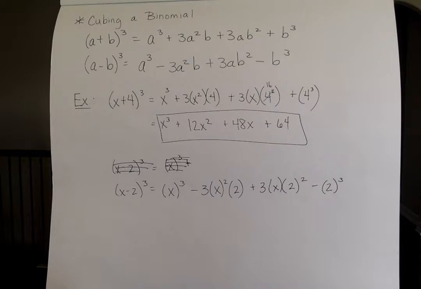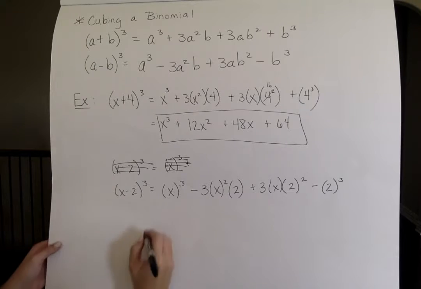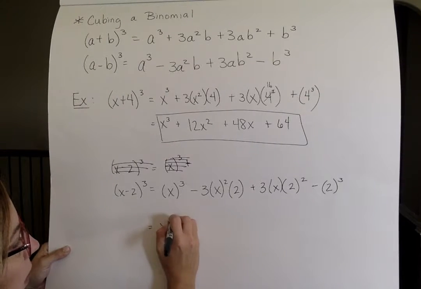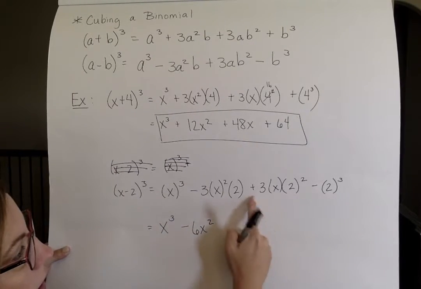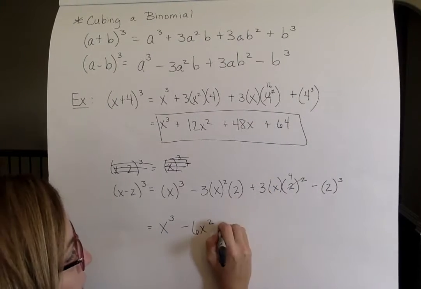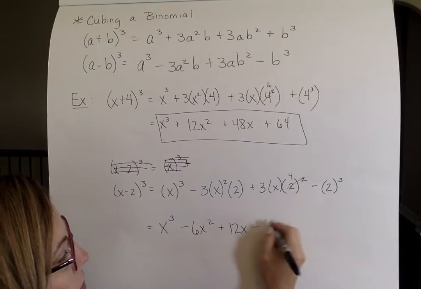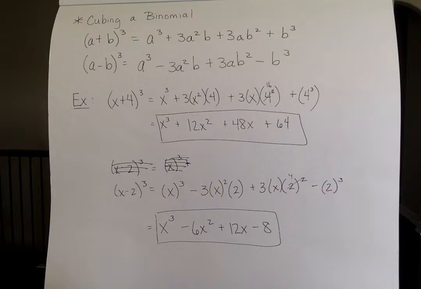Okay. So take a moment to see where all of those things come from. Remember, instead of a and b, I have x and 2. So this is x cubed, 3x squared times 2, 3x times 2 squared, and then finally 2 cubed. So when we work that all out, we get x cubed minus 6x squared. 2 squared is 4, so 3 times x times 4 is 12x. And 2 cubed we dealt with quite a bit recently, which is 8. So we end up with this as x minus 2 cubed.